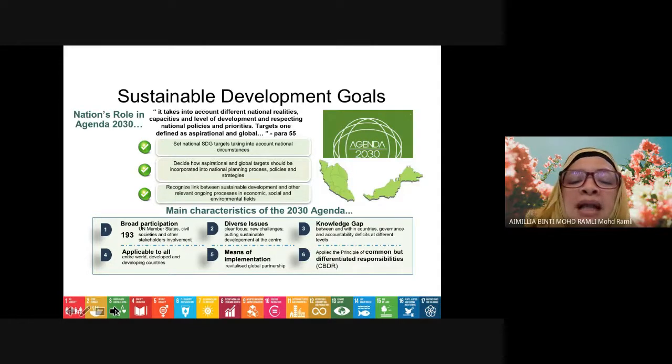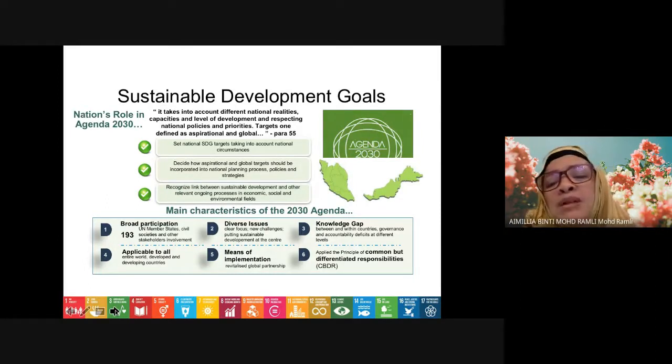We need to make sure that the main characteristic of the agenda should take care of the diverse issues also. New challenges, putting sustainable development at the center. Okay. Knowledge gap within the countries. Some countries are more knowledgeable in sustainable development than others. So we are supposed to work together to achieve the sustainable development goals. Applicable to the entire world, developed and developing countries should all try to meet the agenda. And then means of implementation, where we revitalize global partnership, okay, because that's the only way. When we work together to achieve the goals, then we can succeed.